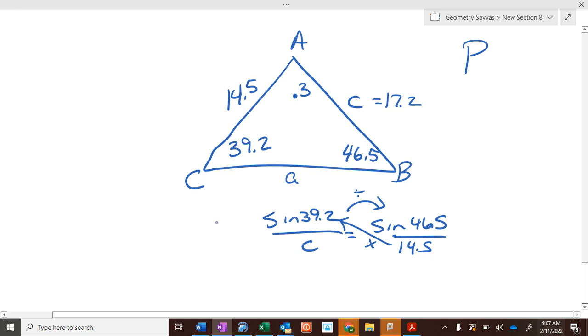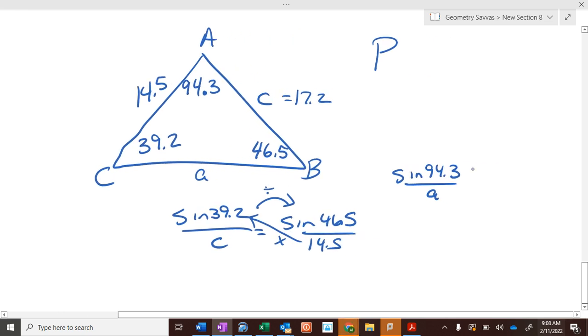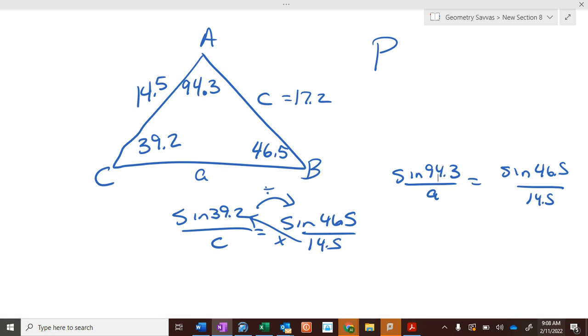94.3. Okay. So then take the sine of 94.3 over A equals the sine of 46.5 over 14.5. So 14.5 times the sine of 94.3 divided by the sine of 46.5 equals A.